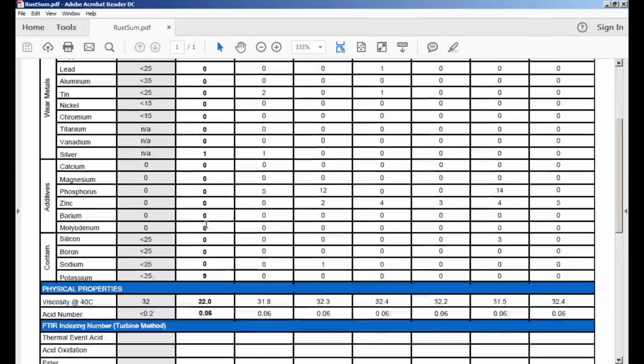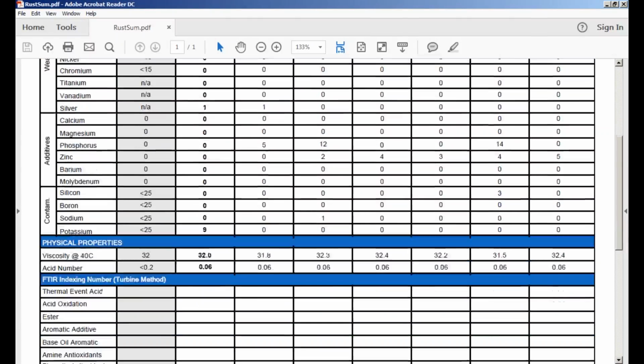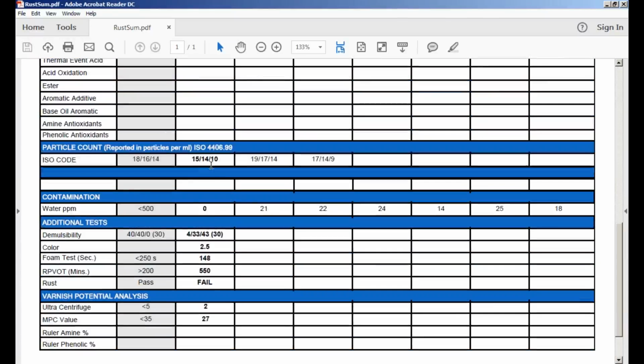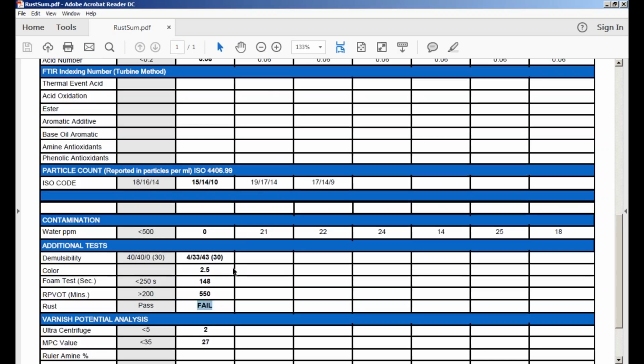elemental spectroscopy looks pretty good. It's ISO 32. Acid number is low. It's clean. It's dry. It fails the emulsibility. The foam is okay. This is just a dissipation time here. RPVOT, depending on the oil, may be all right. But here's our failing rust.